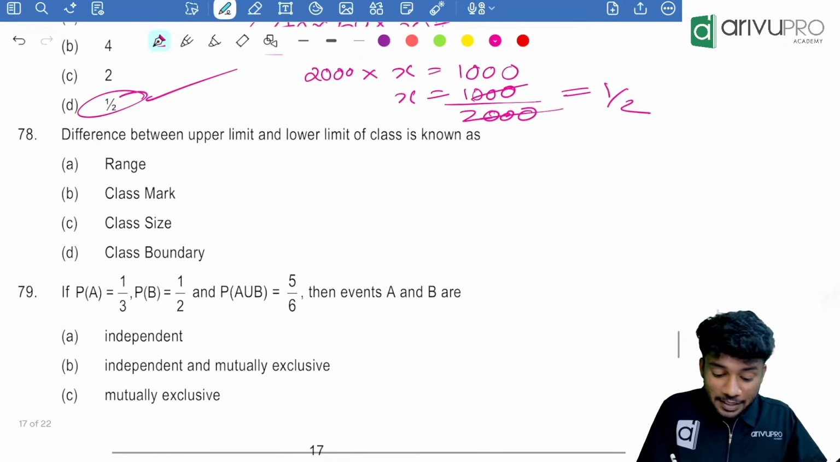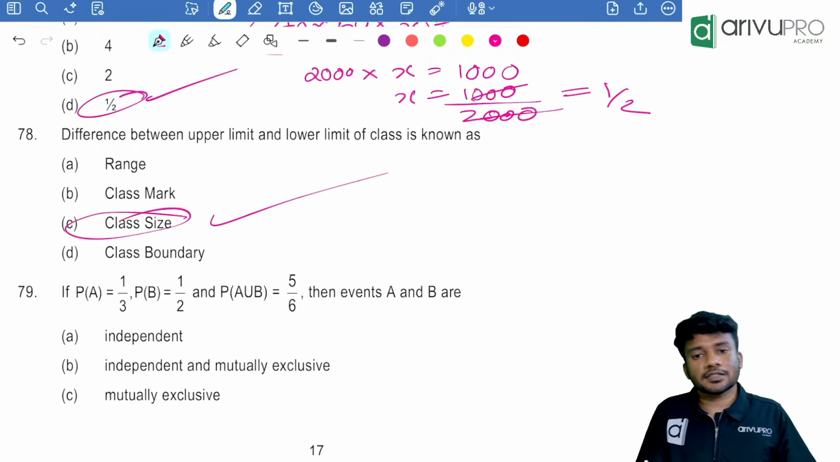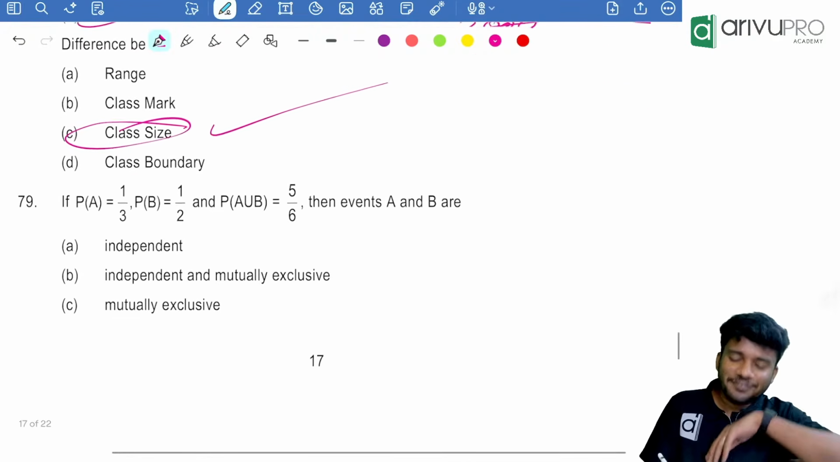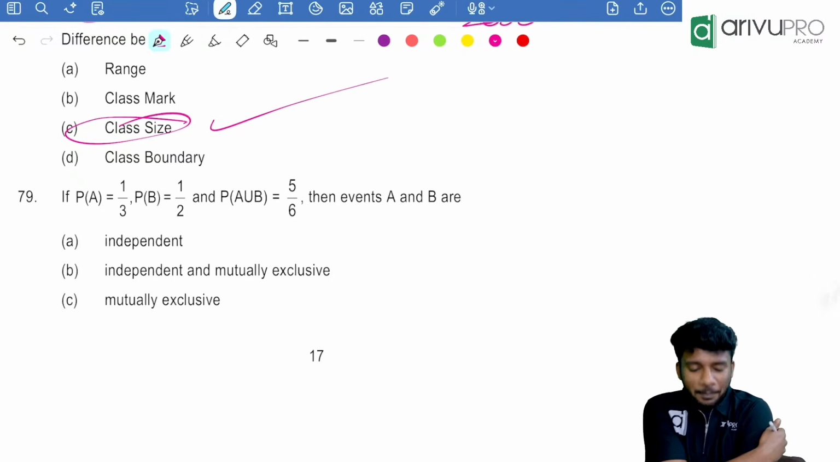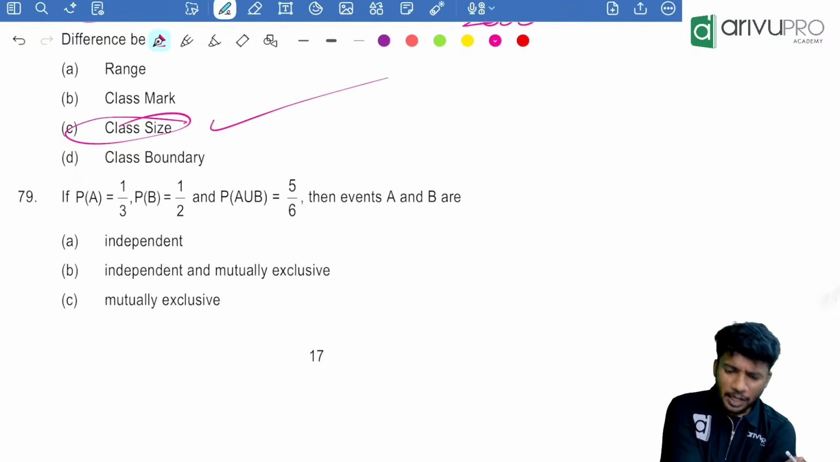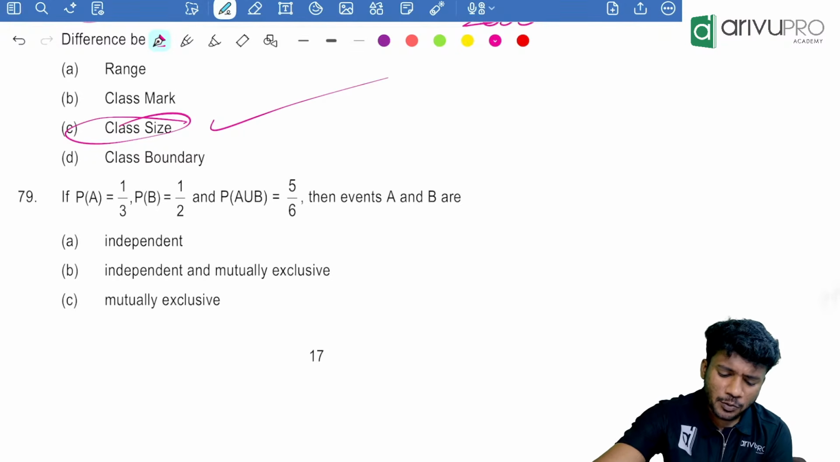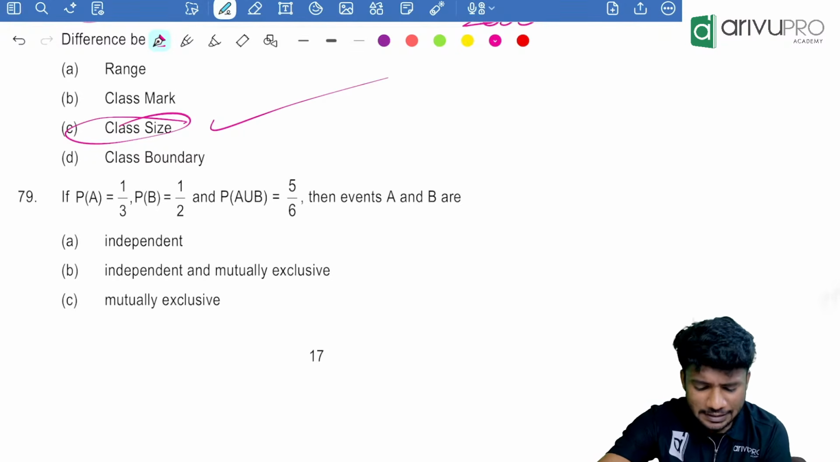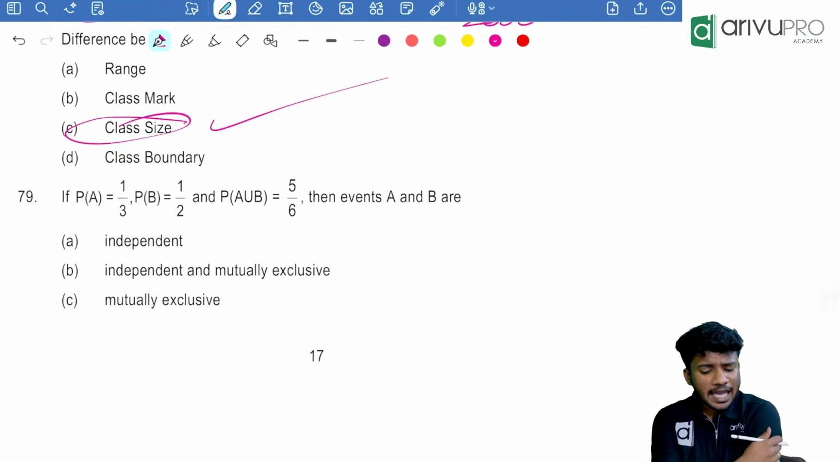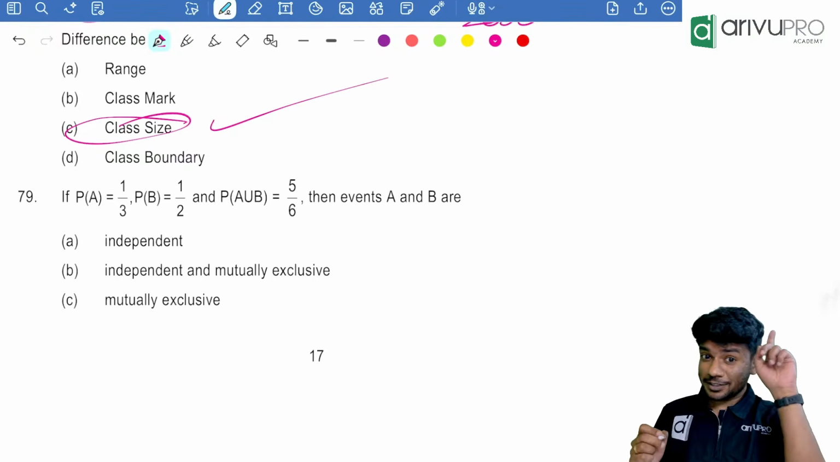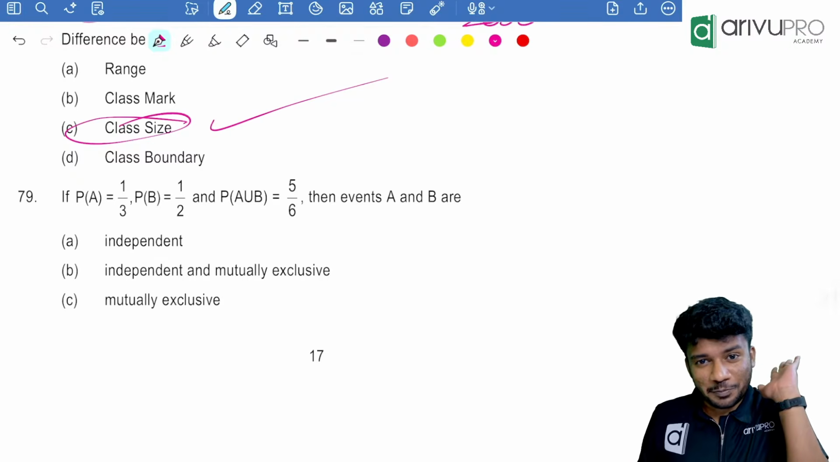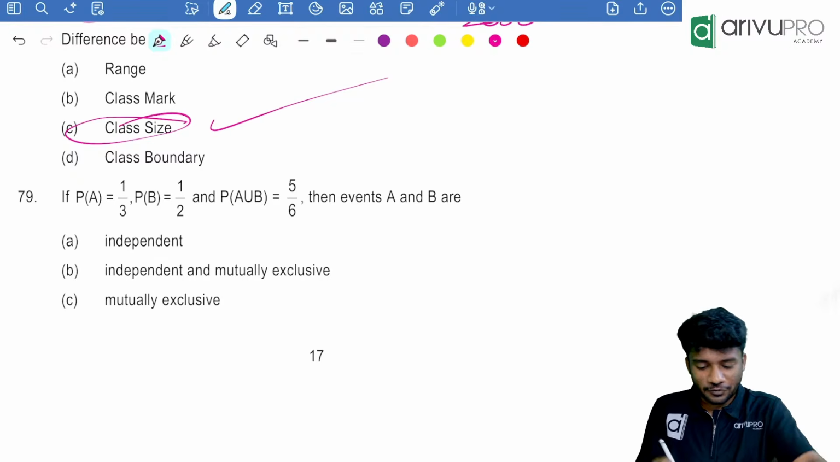Difference between upper limit and lower limit is called as what? Class size. Direct question. Then we need to find the question based on probability. P of A is equal to 1 by 3, P of B is equal to 1 by 2, then P of A union B is equal to 5 by 6, then the events A and B are what type of event is the question? We need to first check. Always, I told you, always check for first what? Mutually exclusive. It is always easy for us to check.